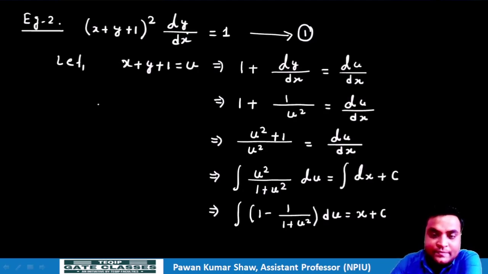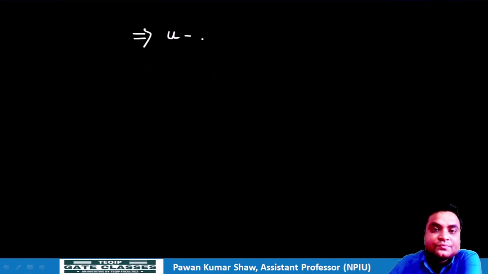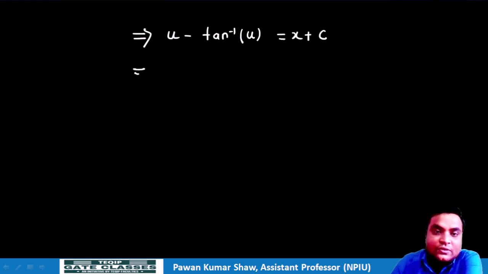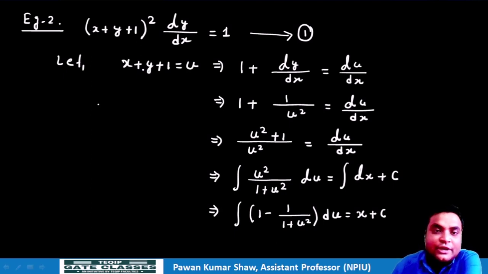So what will be its integration? So the integration of 1 will be u minus the integration of 1 by 1 plus u square, that will be tan inverse of u. So u minus tan inverse of u is equal to x plus c. Okay, when you try to write the final solution, we have to write it in terms of x and y. So what is u?